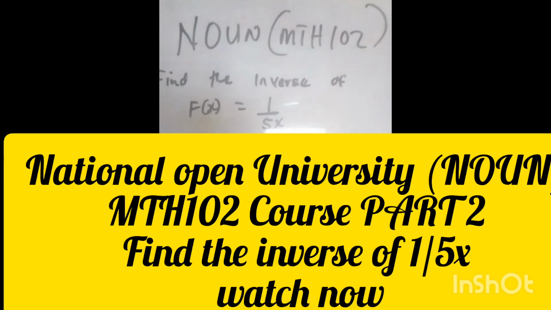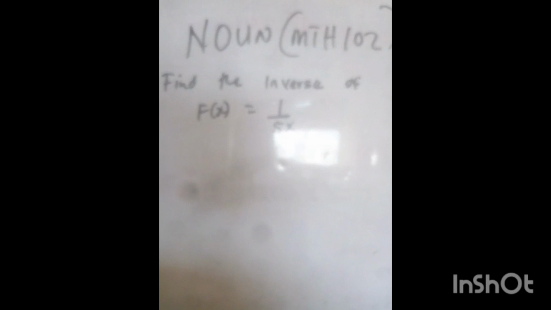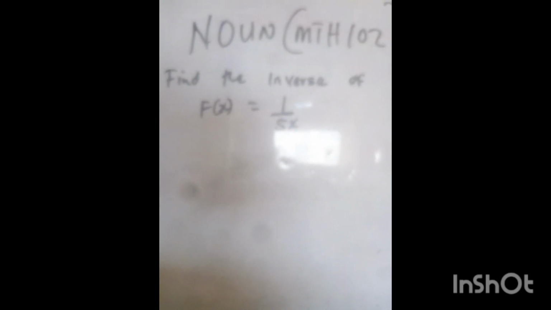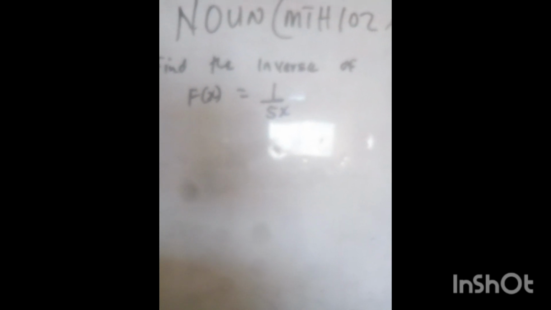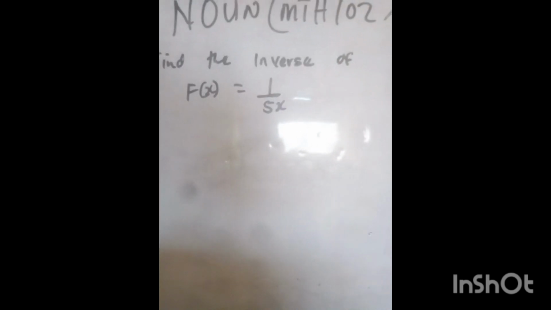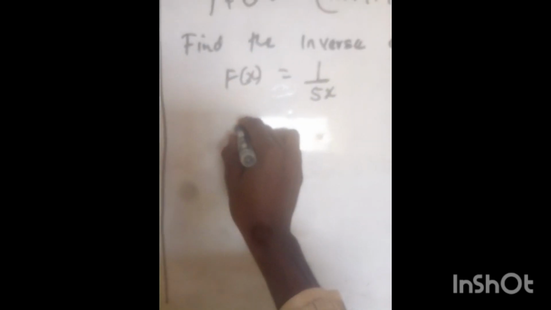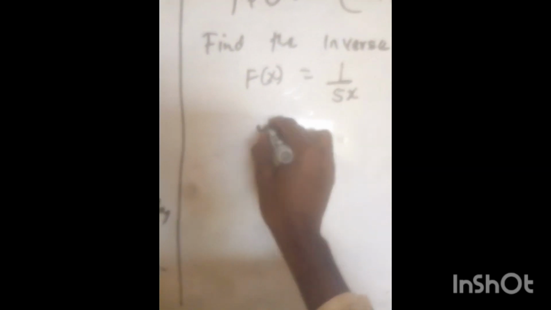Welcome to MTH 102 of Open University. We are going to look at how to find the inverse of f(x) = 1 all over 5x. So step 1, we are going to say let f(x) equals y.